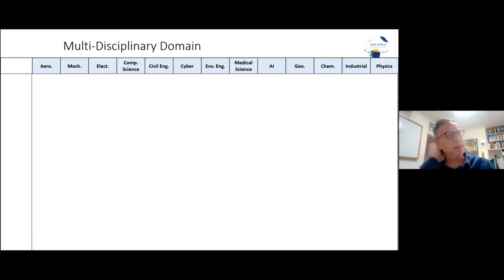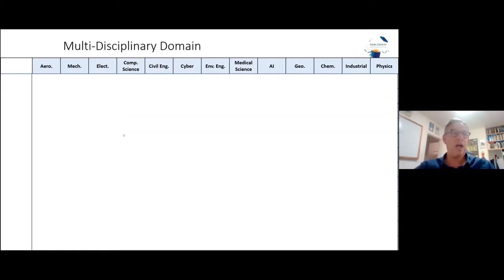If you look at the table, what do you have on the top? You have disciplines. So you can actually see over here things like aeronautic engineering, mechanical engineering, electronic engineering, computer science, civil engineering, cybersecurity, environmental, medical science, AI, all the things that are related to geography and geodesy, and the chemical industry that is related to refueling and batteries, industrial engineering, physics, and probably many, many more.